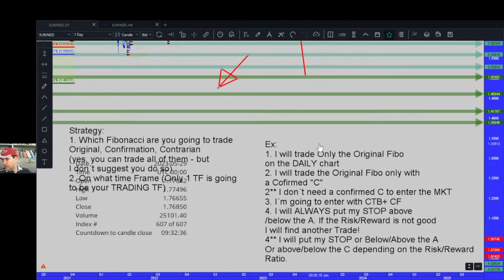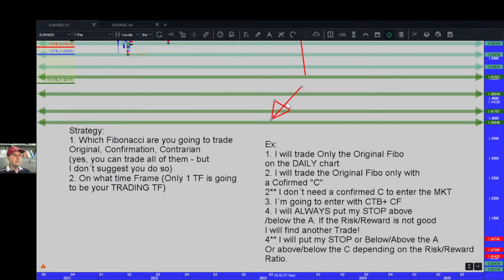Boss, on number 4, when you write I will find another trade, you mean look for another setup, another time frame, another pair, literally another trade. Well, if I'm going to trade only on the original Fibonacci on the daily chart, then I'm not going to go on another time frame. Make sense? It's another currency pair. Great question, Ernesto. Okay.